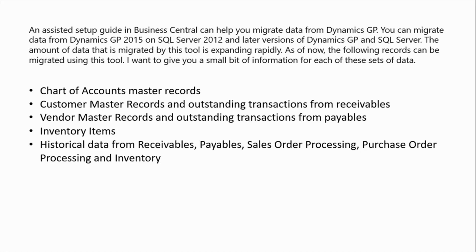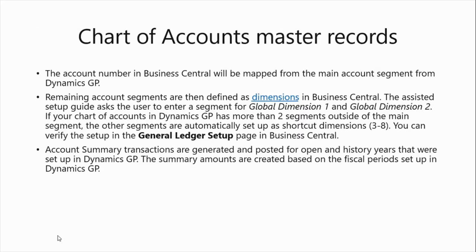I want to give you a small bit of information for each one of these sets of data so you know what to expect. With your chart of accounts and master records, the account number in Business Central will be mapped from the main account segment from Dynamics GP. Remaining account segments are then defined as dimensions in Business Central, and the Assisted Setup Guide allows you to set Global Dimension 1 and Global Dimension 2 directly from your GP. If your chart of accounts has more than two segments outside of the main segment, the other segments are automatically set up as shortcut dimensions 3 through 8. You can verify the setup on the General Ledger Setup page in Business Central.